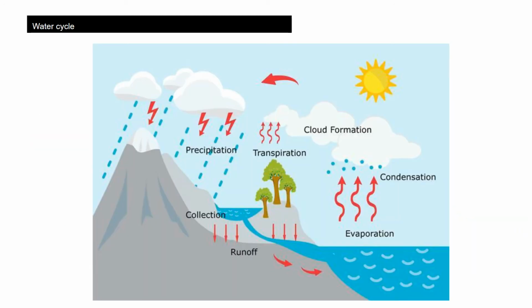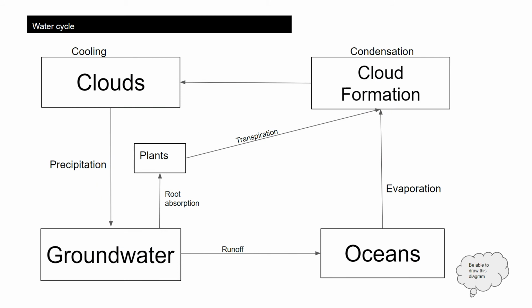Okay, this is a typical diagram of a water cycle showing evaporation, condensation of the clouds, transpiration from plants, precipitation or rainfall from the clouds over land, collection and runoff back into the oceans. There's another diagram that I recommend you be able to draw. You pause the video, you look at the slideshow, and you take this diagram down.